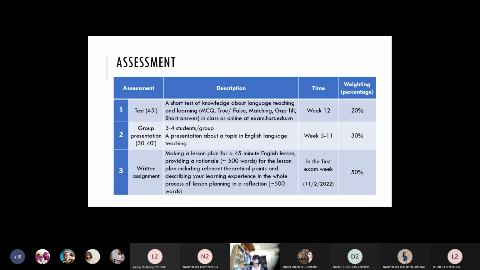For the written assignment, you have to make a lesson plan. You have to write a little bit about rationale and the theoretical points and a little bit of reflection. However, you can see that you have a very long way to go to this assignment because it is due in February 2022. So a very long way to go, right?